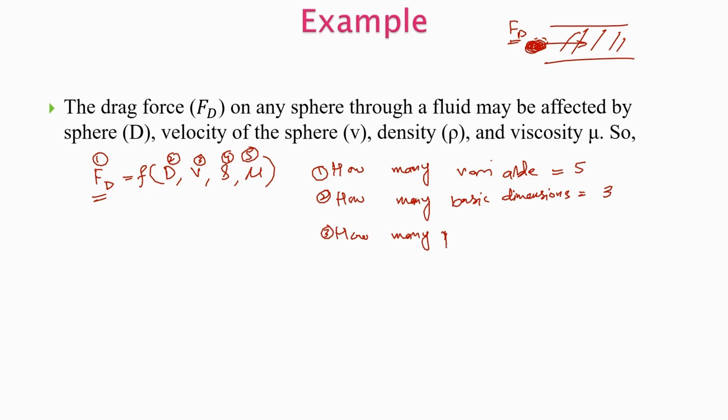How many pi groups? The number of pi groups will be n minus m, where this is called n and this is called m. So n minus m is equal to 5 minus 3, which is equal to 2. This is the basic question which we want to know to carry on with Buckingham's Pi method or Buckingham's Pi theorem for the dimensional analysis. If you get the answer of this value exactly, then the problem will become very easy for you.